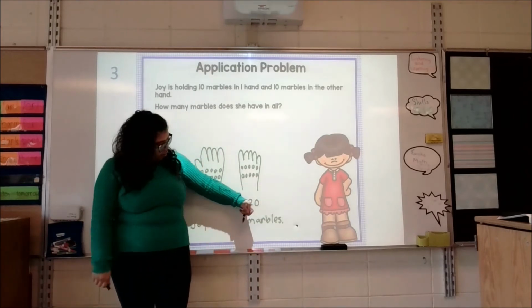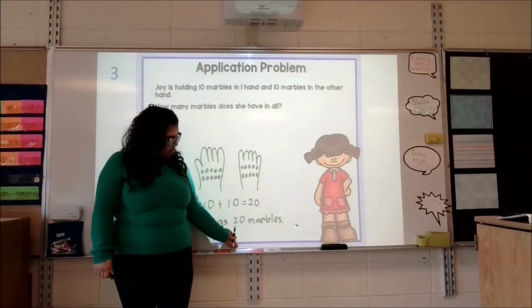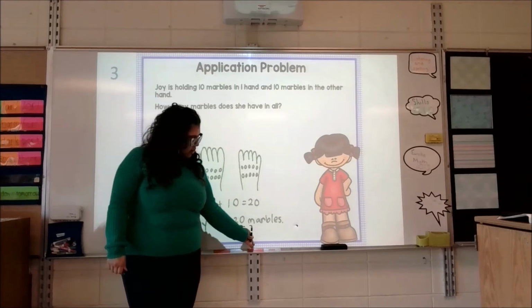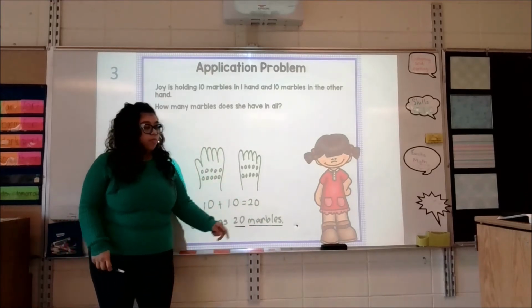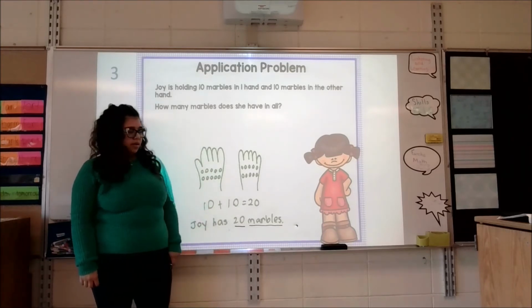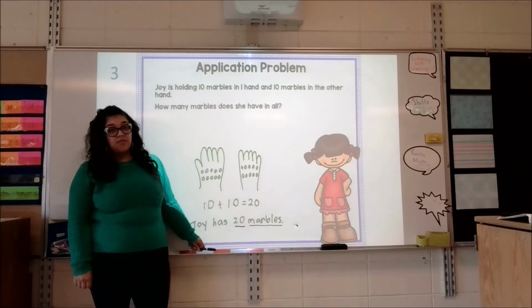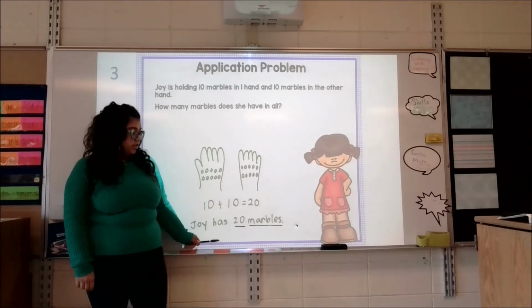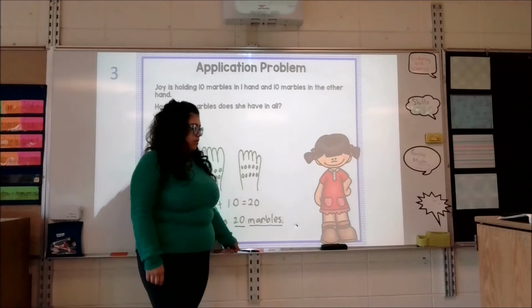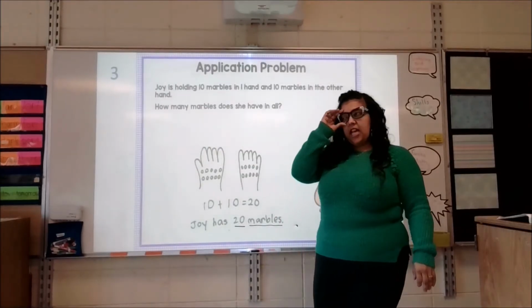The minimum to have a correct answer is your number and your unit or object. You must have written 20 marbles for your answer to be correct. Not just 20, not just marbles. 20 by itself is wrong because this is a word problem, and a word problem needs a word answer. So Joy has 20 marbles is our complete sentence statement answer.